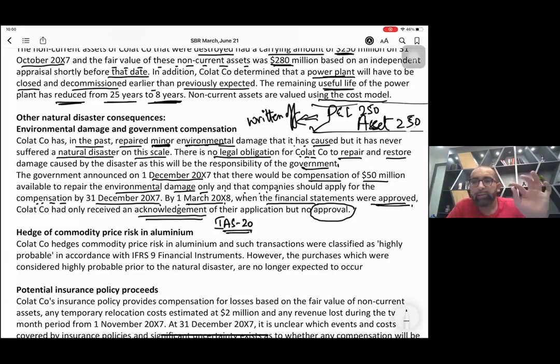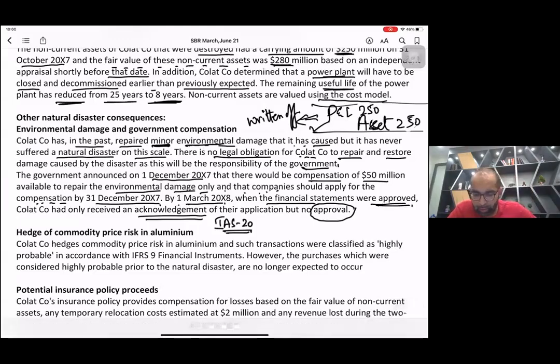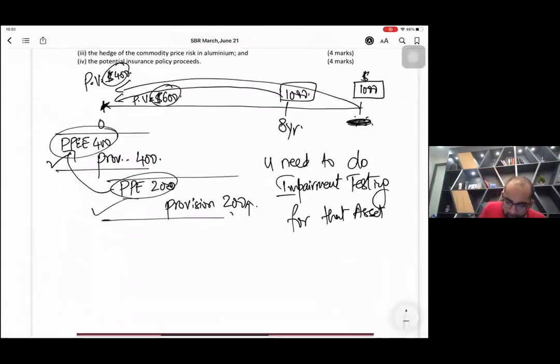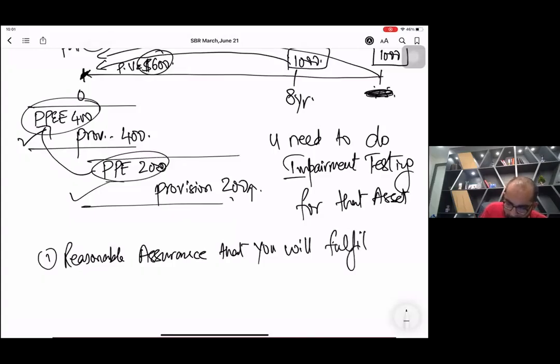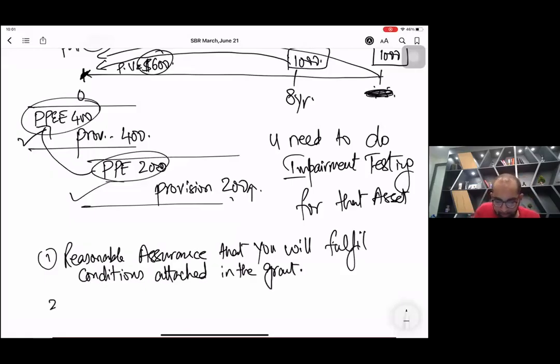Number one, when you have reasonable assurance that you will fulfill conditions attached in the grant. Okay, and number 2, that the grant will be received.